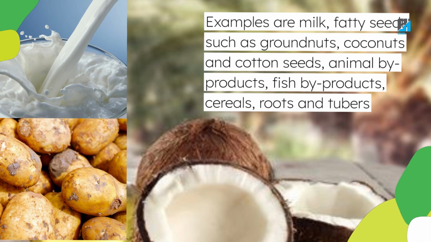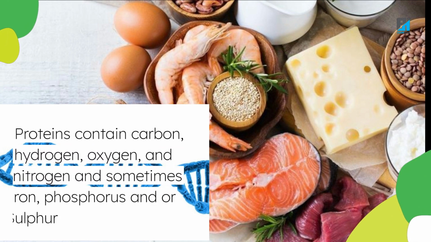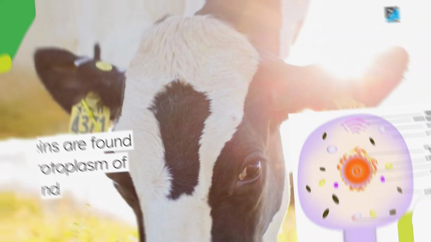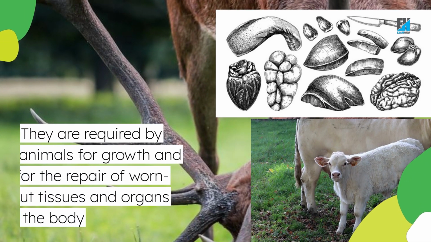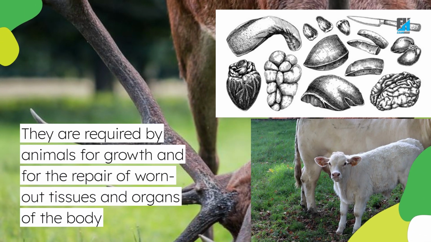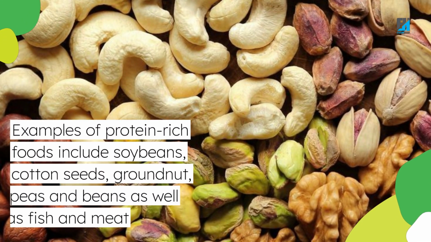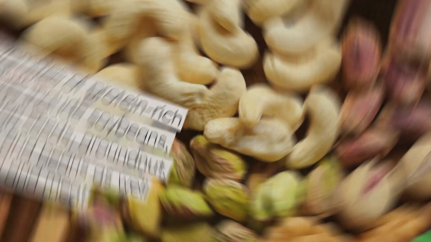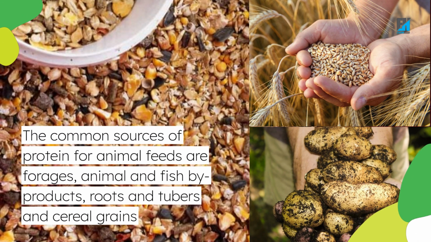tubers. 3. Proteins. Proteins contain carbon, hydrogen, oxygen, and nitrogen, and sometimes iron, phosphorus, and/or sulfur. Proteins are found in the protoplasm of all animals and plants. They are required by animals for growth and for the repair of worn-out tissues and organs of the body. Examples of protein-rich foods include soybeans, cottonseeds, groundnut, peas, and beans, as well as fish and meat. The common sources of protein for animal feeds are forages, animal and fish byproducts, roots and tubers, and cereal grains.